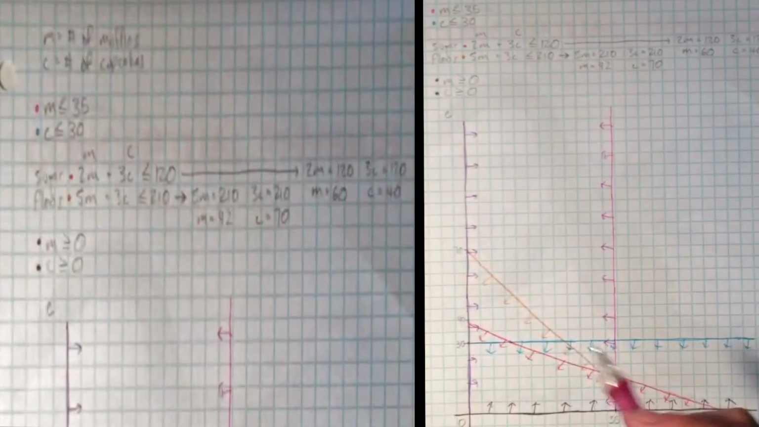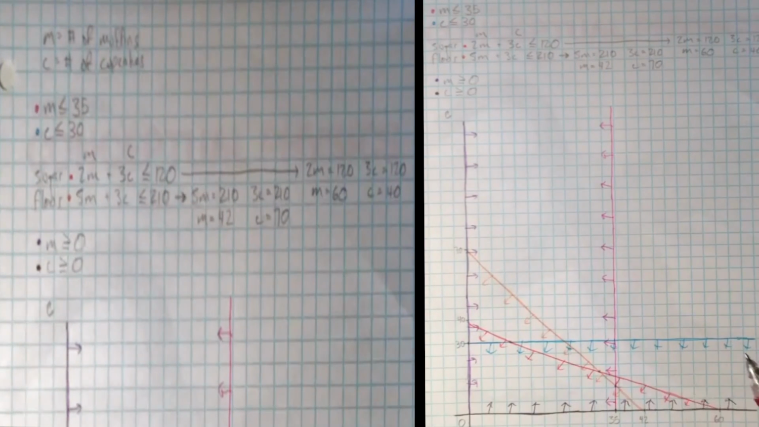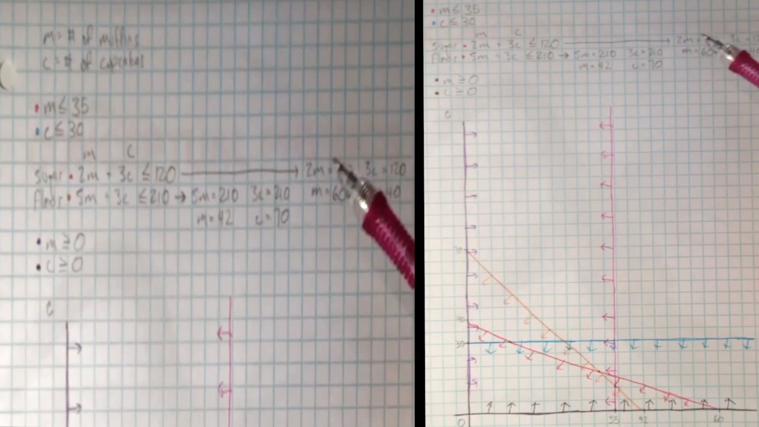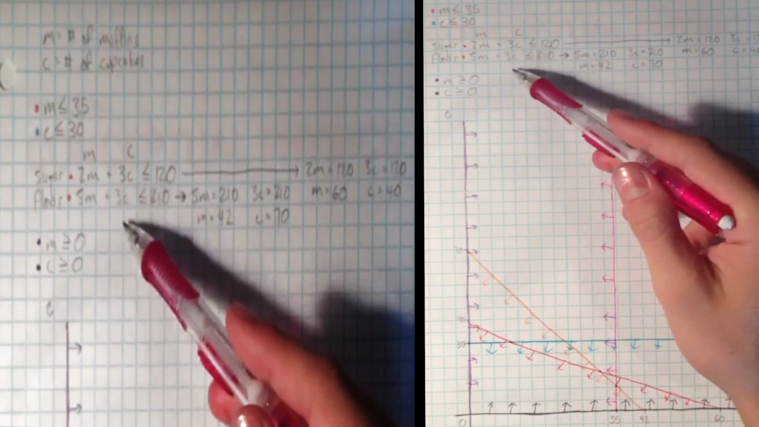Alright, so after you've made all your equations with your intercepts, what you have to do is graph the inequalities. For lines that aren't as easy to eyeball, you find the intercepts of the lines, making the other variable 0. For example, if we want to find the m-intercept on this line, c is 0, so we eliminate it from the equation and say 5m is 210, 210 divided by 5 is 42.